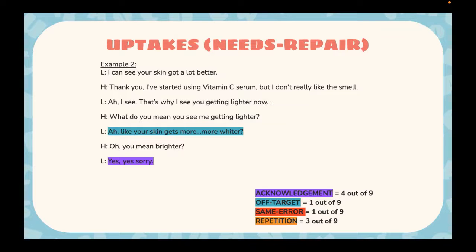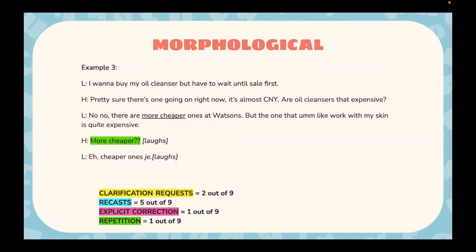But later on, after she has been corrected, she acknowledged the mistake by saying, yes, yes, that is what I was meant to say. Moving on to the next linguistic feedback, which is morphological oriented feedback.